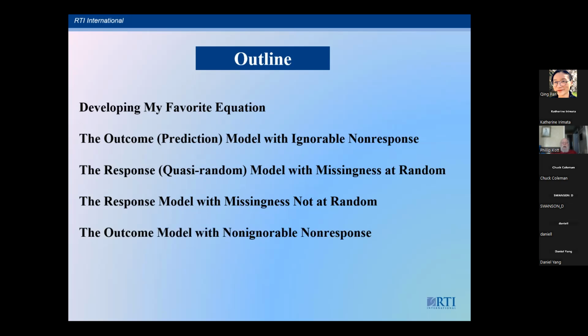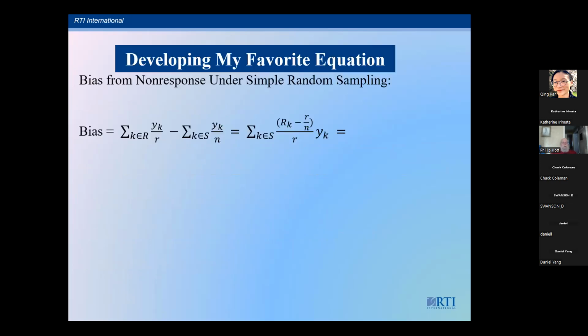Then I'll talk about the outcome model with not ignorable non-response, which is a little harder to get your arms around. And then the pattern mixture model, which is very similar to the outcome model; in fact, it is the outcome model with not ignorable non-response. The big difference between pattern mixture modeling and calibration is that pattern mixture modeling concentrates on the outcome model, while calibration concentrates on the response model, but the results are very similar. And then there'll be some discussion. I don't have that many slides, but I might blather long enough to take up the time.